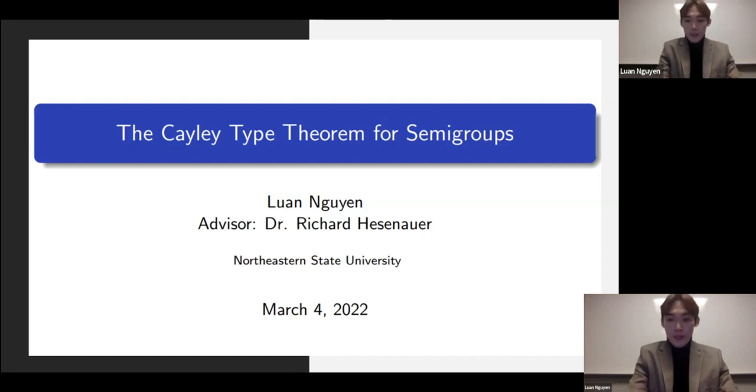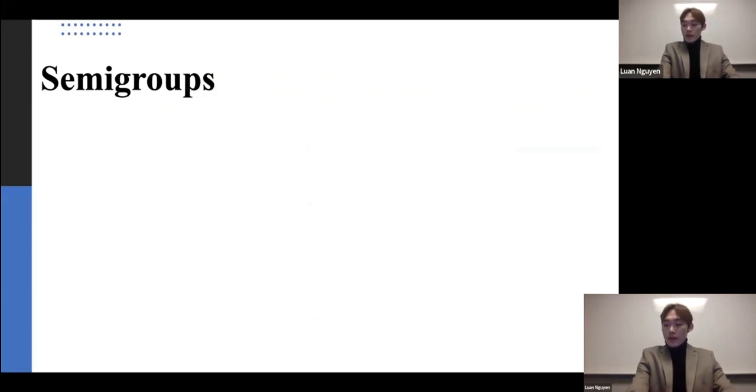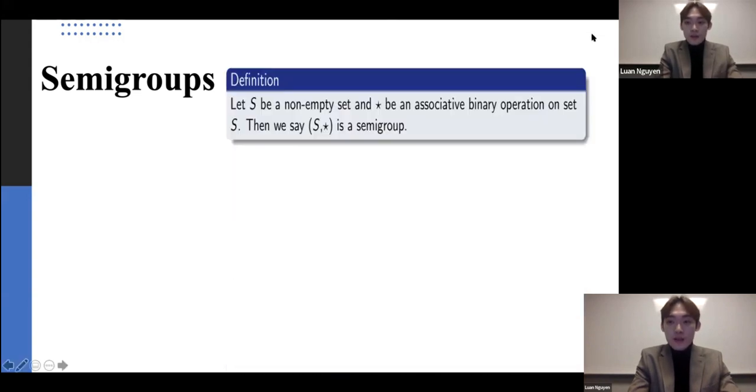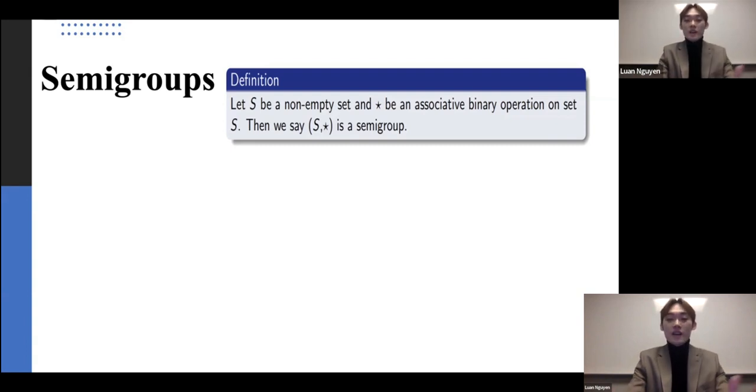First, let me give the definition of the sigma group. A sigma group is a branch of algebraic structure, along with group theory, ring theory, fields, vector spaces, and some others. Here is the definition. Let S be a non-empty set and star be an associative binary operation on S. Then we say (S, star) is a sigma group.